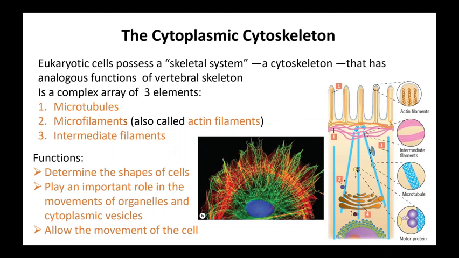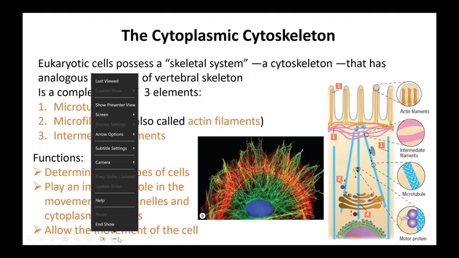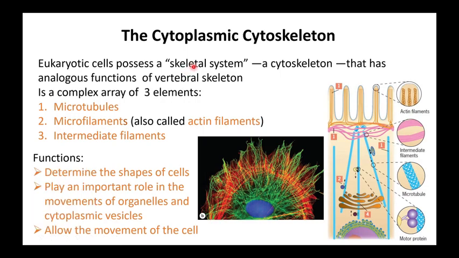Okay, and this is basically a function which our vertebral skeleton performs as well. Help in structure, movement, polarity. There has to be the head and the trunk and the legs and the arms. You see that there is a structure. What are the three elements of the cytoplasmic cytoskeleton? Three. Microtubules, microfilaments or actin filaments, and intermediate filaments. Intermediate filaments, the size is between microtubules and microfilaments.